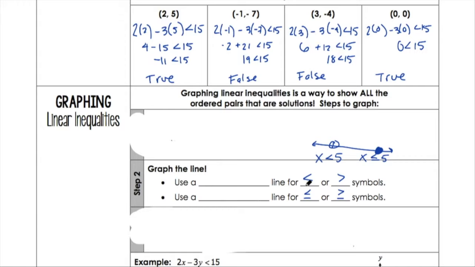We're going to have similar different symbols for these situations on our graph. To represent that, when it's just a less than or greater than symbol, the point on that line is not part of the solution. We're going to use a dashed line. And when we have the less than or equal to or greater than or equal to, we're going to use a solid line. Let's look at an example and we'll see how that works.